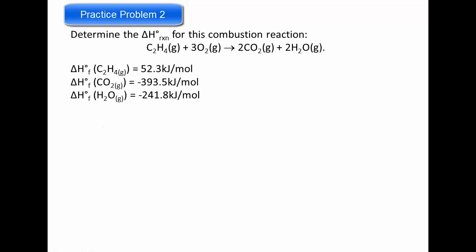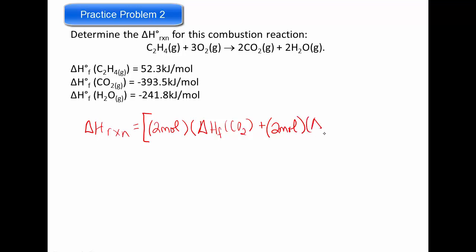So our heat of reaction, if you recall, is equal to the sum of the products minus the sum of the reactants. So let's tackle our products first. Our first product is CO2, and because it has a coefficient of 2, we're going to put 2 moles, and we're going to multiply that by the heat of formation of CO2. Now I will be plugging this in a little bit, but I just want you to know where all of these numbers come from. Water also has a coefficient of 2, so we're going to multiply that heat of formation by 2.